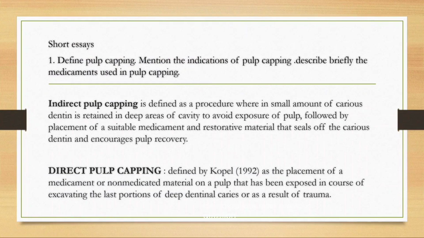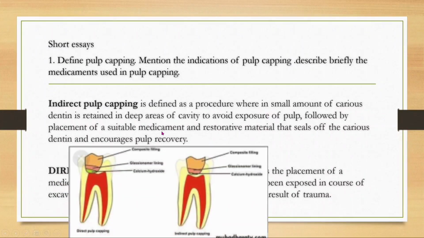So what are the pulp capping methods? So we have two types of pulp capping methods, indirect and direct. Okay. So indirect is defined as a procedure wherein a small amount of carious dentin is retained in deep areas of the cavity, in order to avoid exposure of the pulp, followed by placement of a suitable medicament and restorative material which seals off the carious dentin and encourages pulp recovery. So we have already seen the indications of direct and indirect pulp capping.